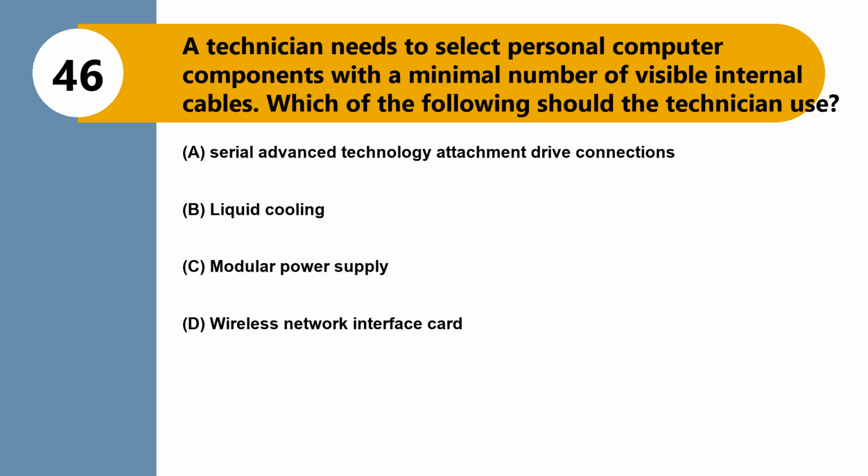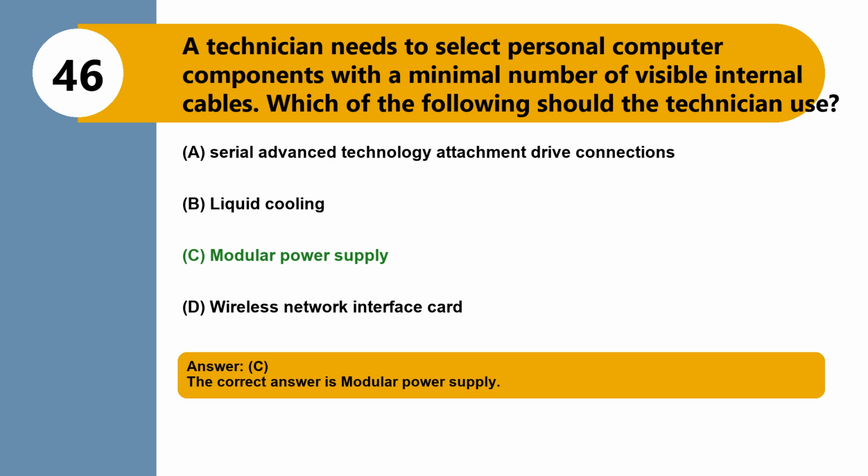Question 46. A technician needs to select personal computer components with a minimal number of visible internal cables. Which of the following should the technician use? Option A, serial advanced technology attachment drive connections. Option B, liquid cooling. Option C, modular power supply. Option D, wireless network interface card. The correct answer is option C, modular power supply.